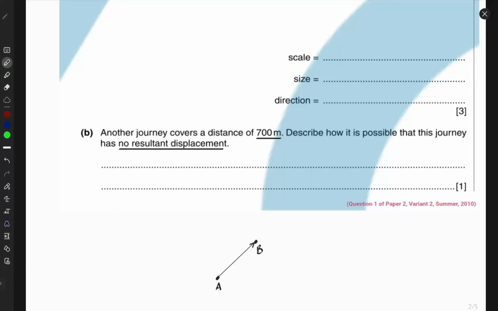But the question is, how is it possible that this displacement vector is zero? Or is it even possible, or not possible? Anyone from the class? How would the nature of my journey imply that the resultant displacement is zero? Anyone?